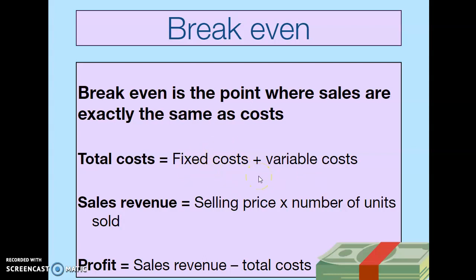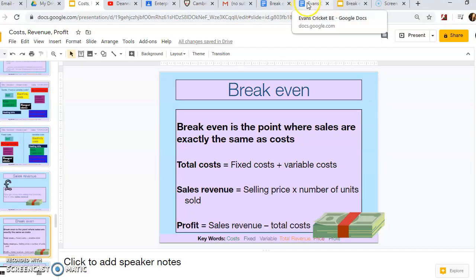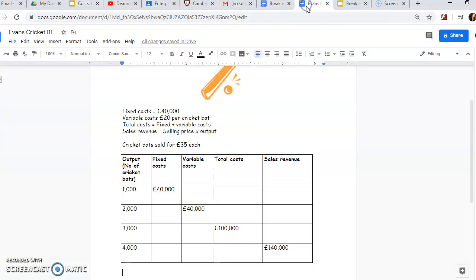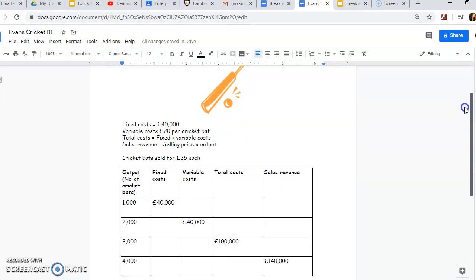So for today, all you need to do is these two activities. I'm going to give you until Friday to do them, and you're going to have to submit them on Friday, let's say by 1 p.m.